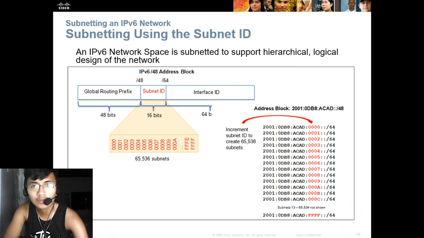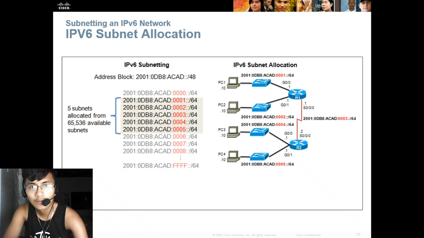Subnetting using the subnet ID. An IPv6 network space is subnetted to support hierarchical logical design of the network. Shown here is the IPv6 subnet allocation.